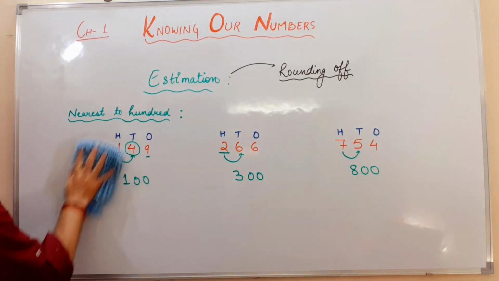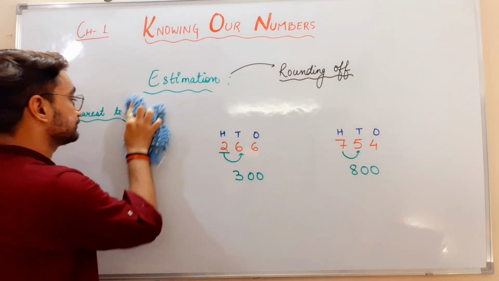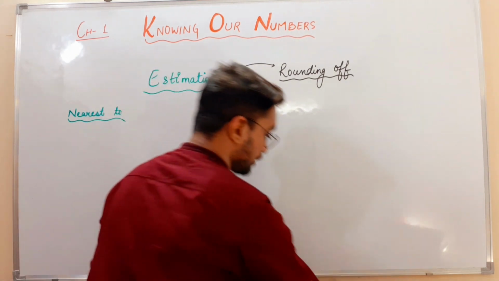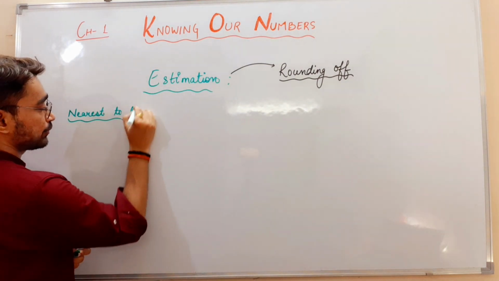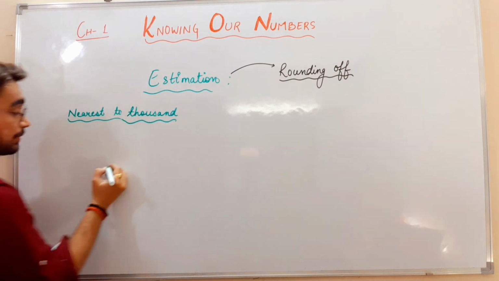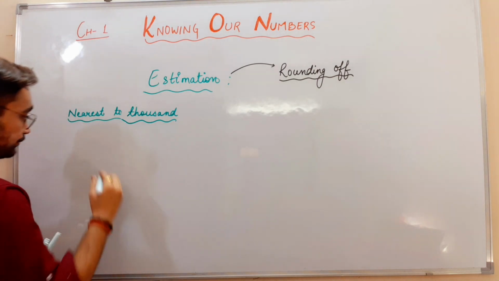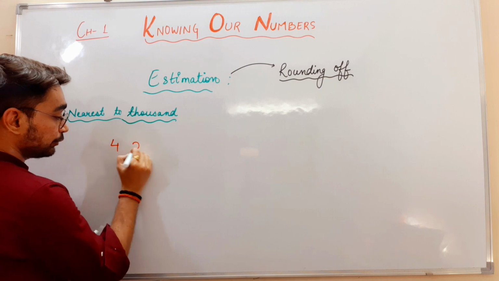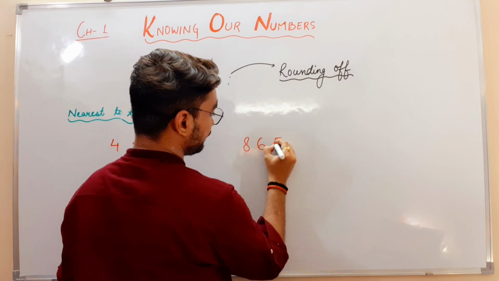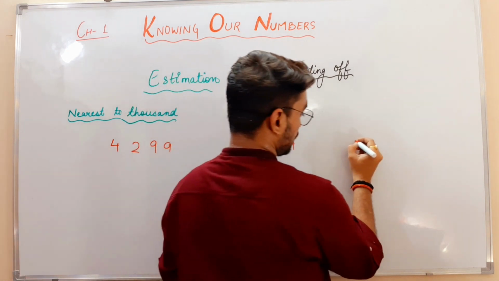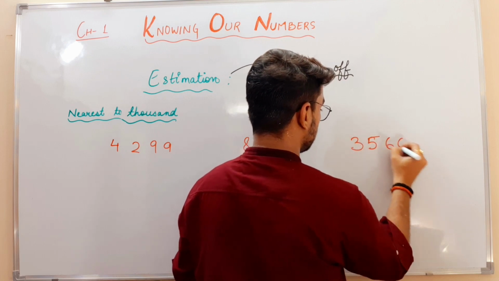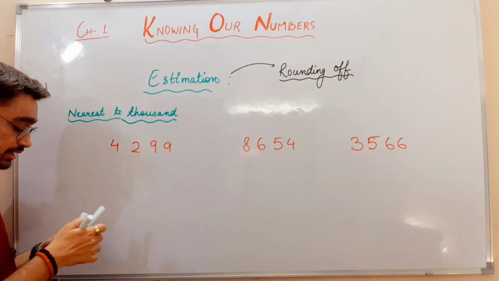Now let us see nearest to 1000. I am writing some numbers here like 4299, 8654, 3566. The same method I have to use here.